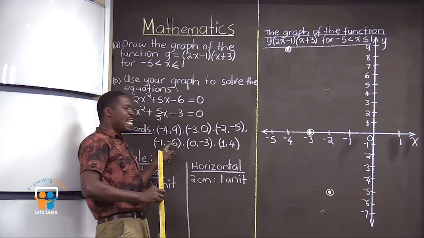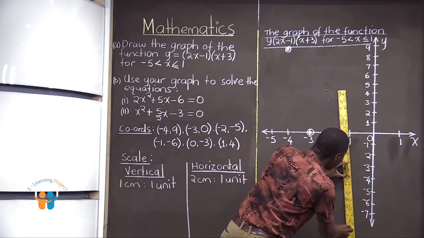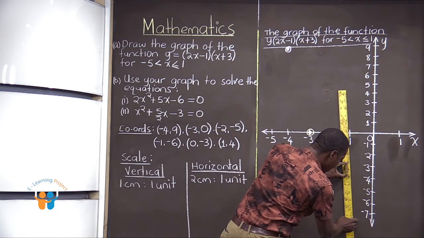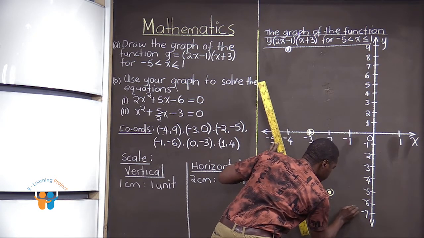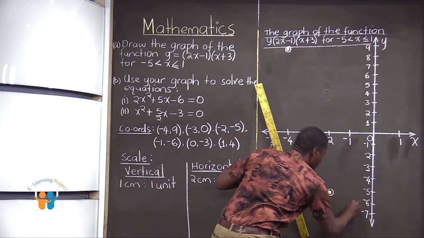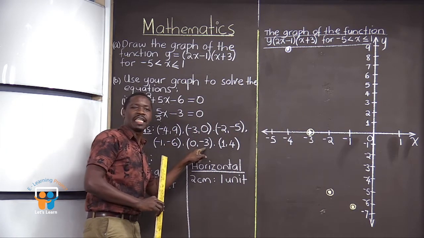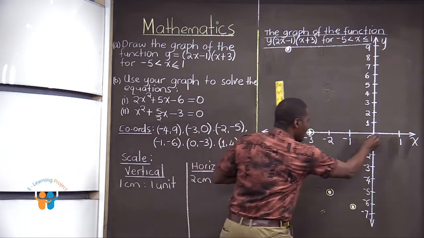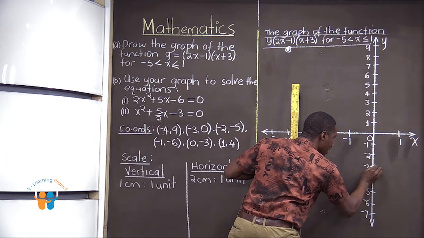Then a negative 1 and a negative 6. A negative 1, and then a negative 6 down. We have it there. Then we have a 0 and a negative 3. A 0, we don't move any distance, then negative 3 downwards. We have that point there.